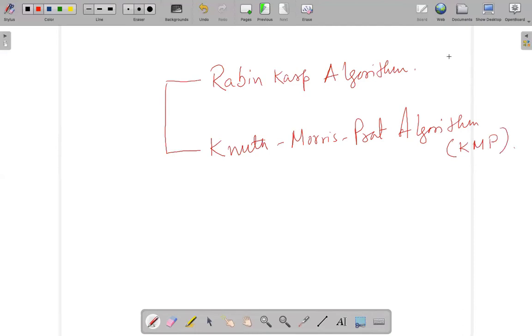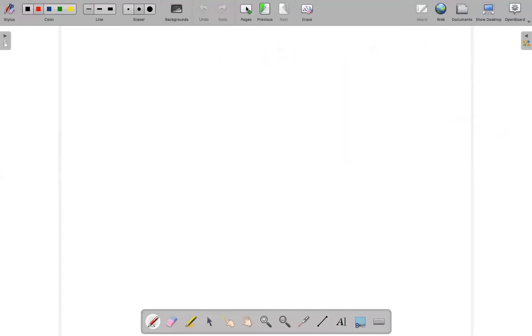Okay, so I have chosen this particular algorithm as the first one because this continues from your previous topic that I taught you on hash tables. Okay, you will see how hash tables or hashing in general can be used to achieve real world problem solving like string matching.